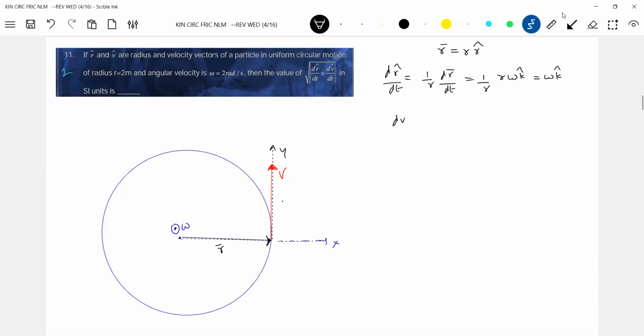Then similarly, dv cap by dt should be equal to, again the same formula, v equals v into v cap. So this will be 1 by v dv bar by dt. So this should be equal to... no, sir, dv cap by dt. r omega i cap, sir. R omega minus i cap, sir.